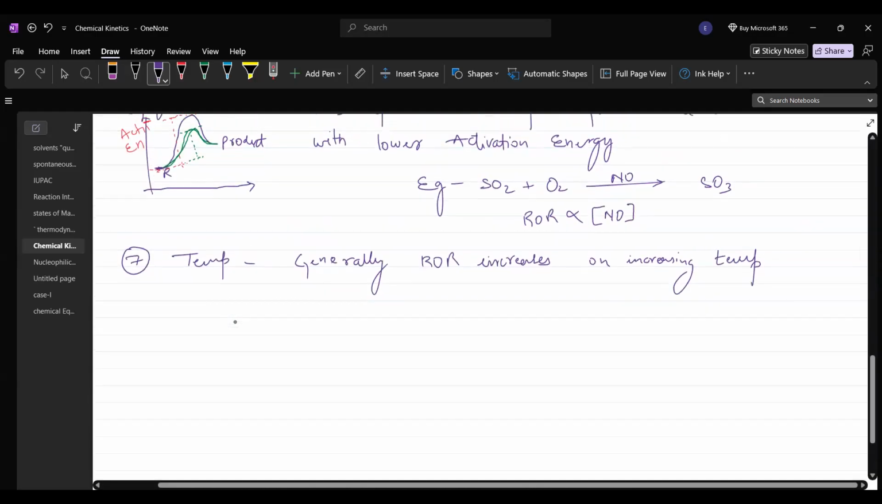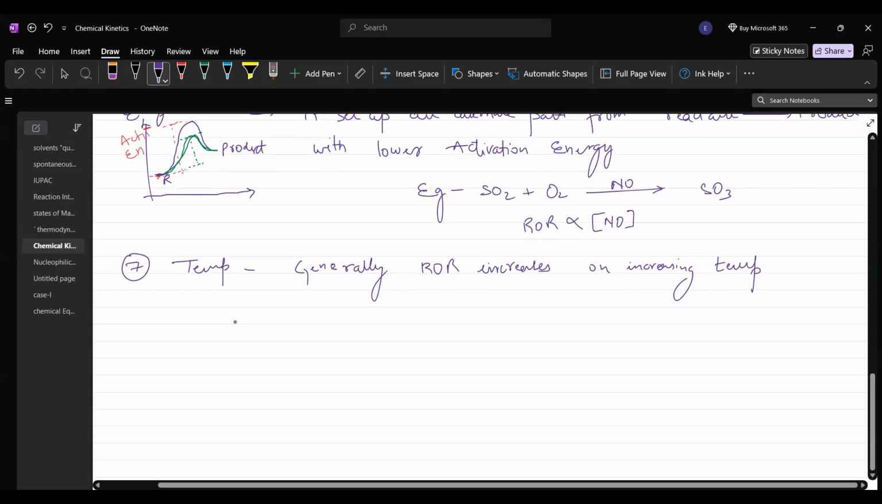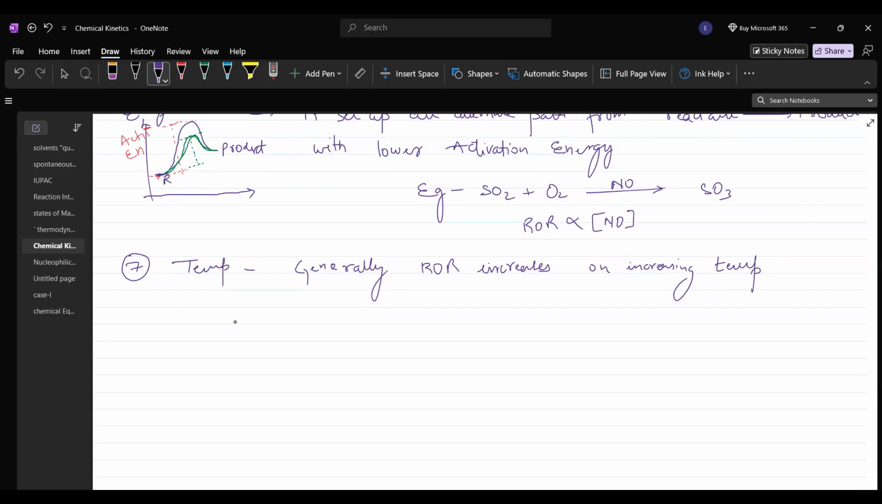Because the reactants burn faster. Yeah, the random motion, or the collision of the reactant particles, has increased. That is why. Okay.